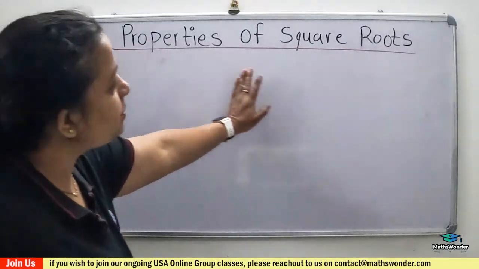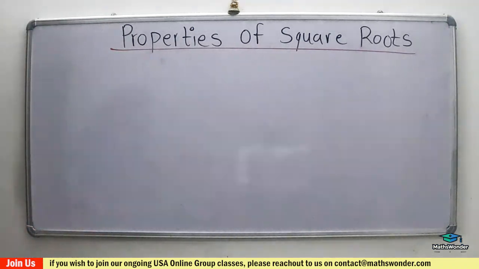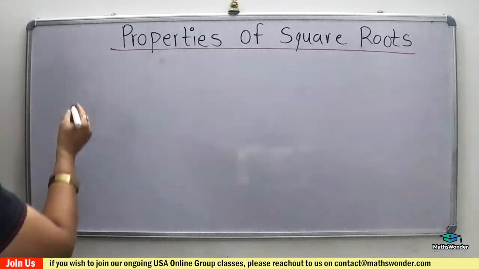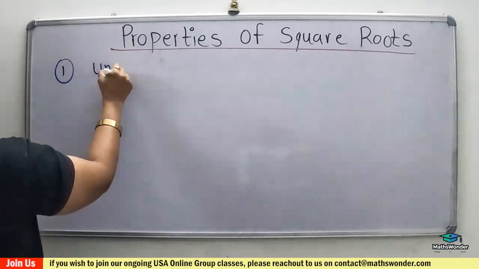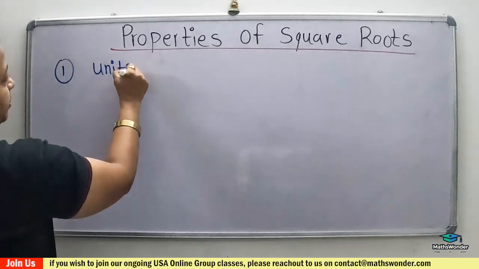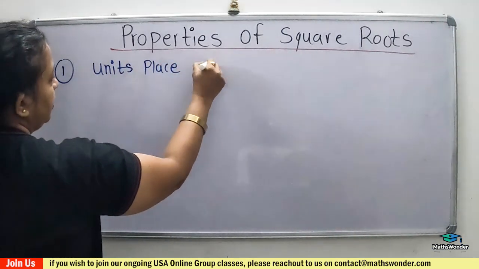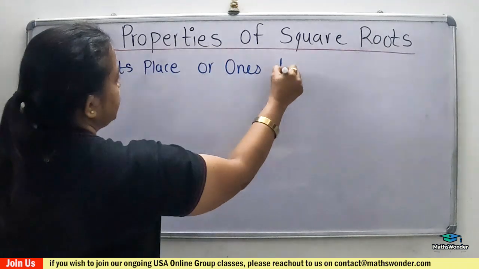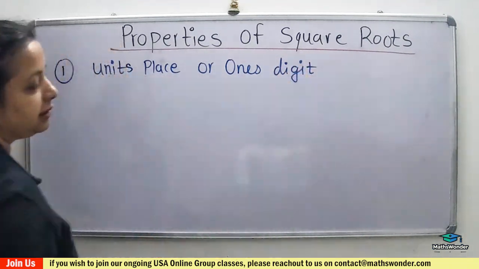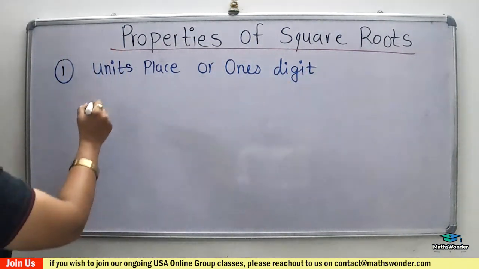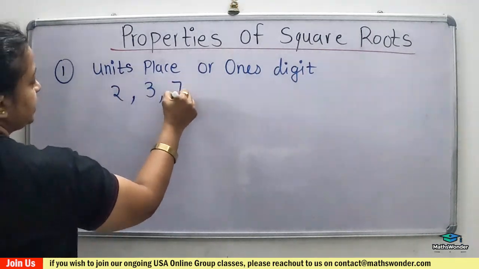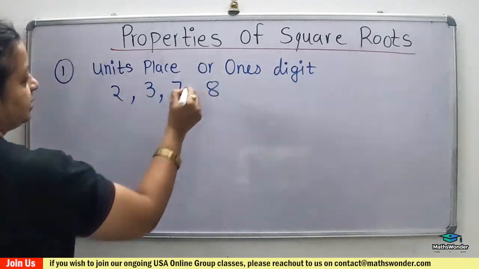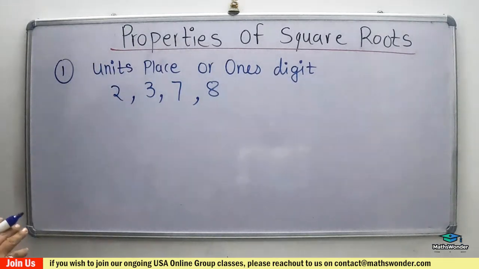So today's topic is properties of square root. The first property of square root is, if the units place, the ones digit of a number is 2, 3, 7, 8, then it does not have a square root in natural numbers. Same as a perfect square.